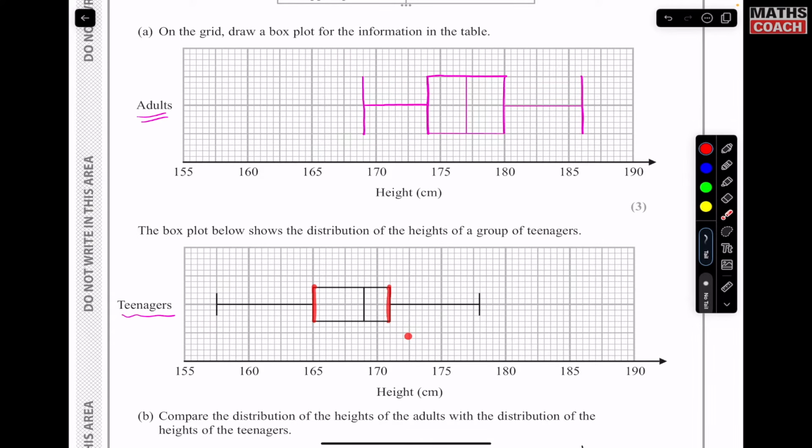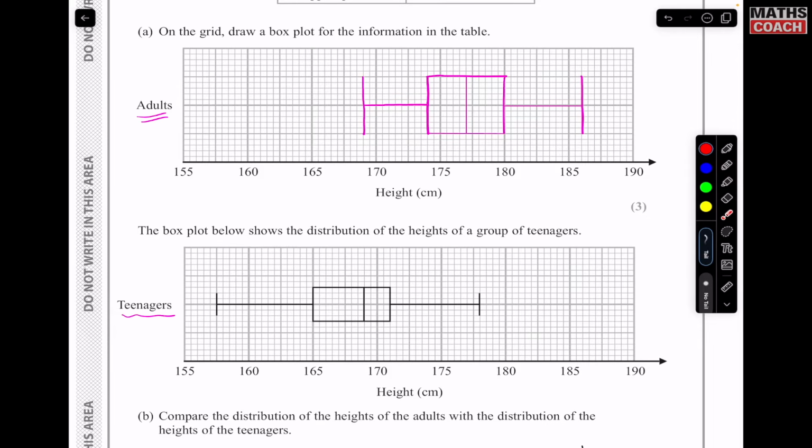171 minus 165, that is 6. So the interquartile range is 6. All right. But if you look at this one, the interquartile range is also 6, because 180 take away 174 here is 6. Both of them have the same interquartile range. I can't really say much about that other than they're both the same. Usually we're looking for something distinct. So here the interquartile range isn't good to use.